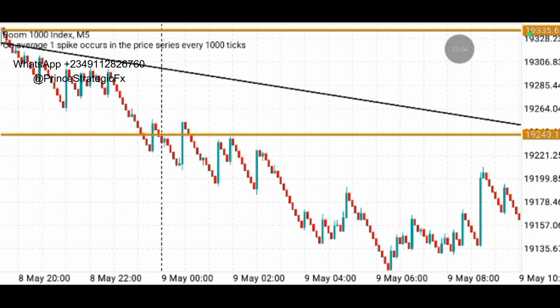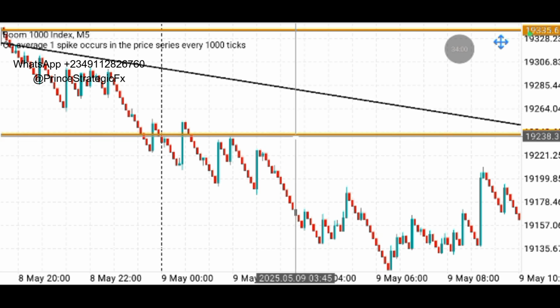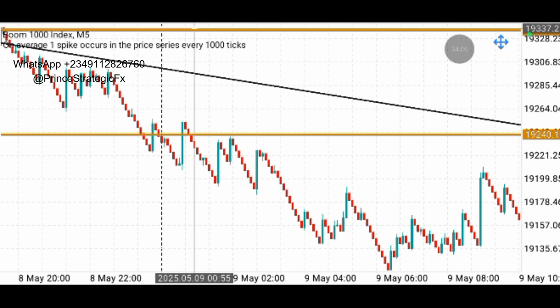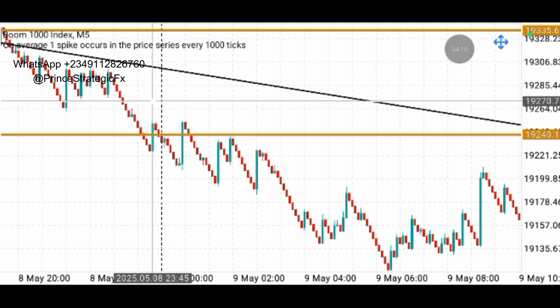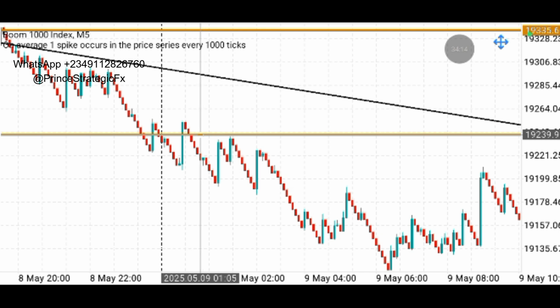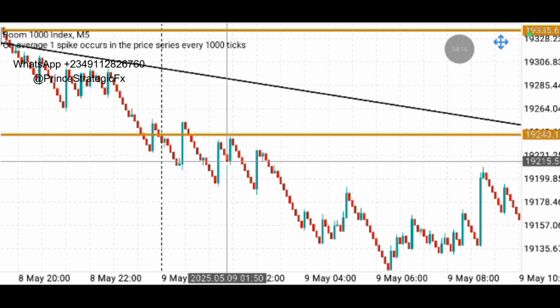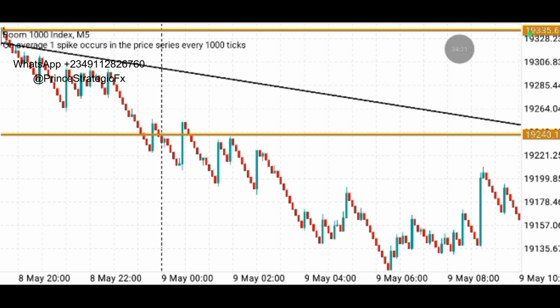Yes, we did. Remember, this here is the close of the previous day candle, while this here is the week. Price couldn't break this. Rather, it only broke and retested at this place here. So we should start selling from anywhere around here, putting our stop loss at the top here and taking our profit.